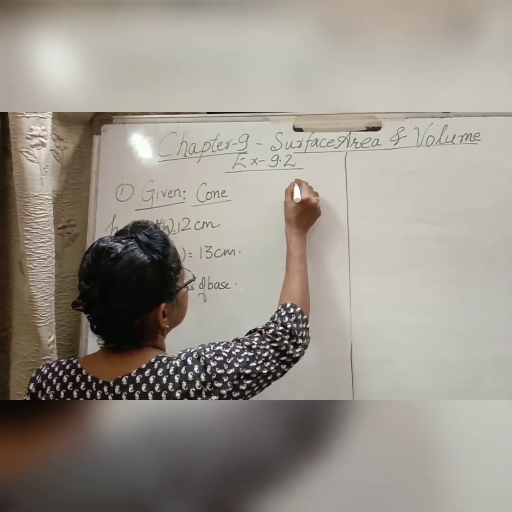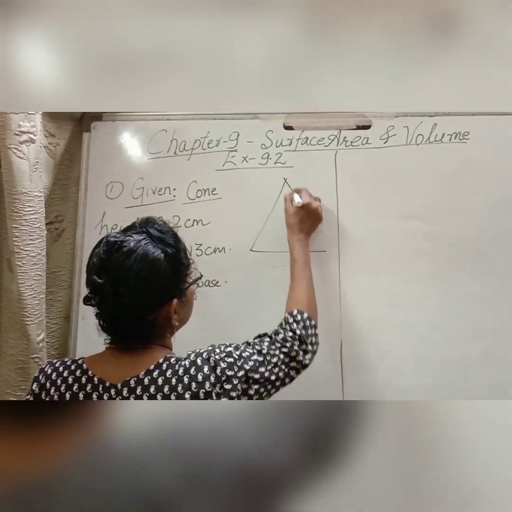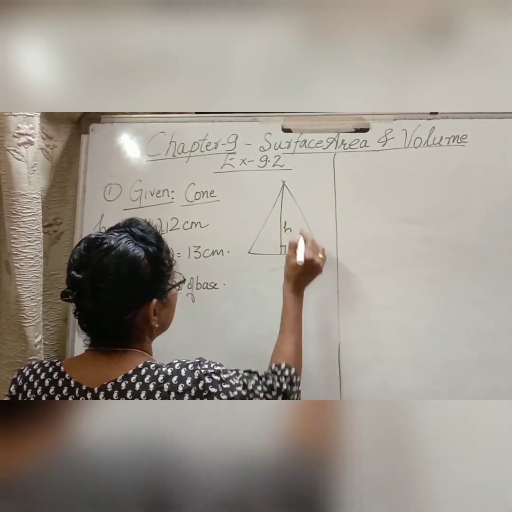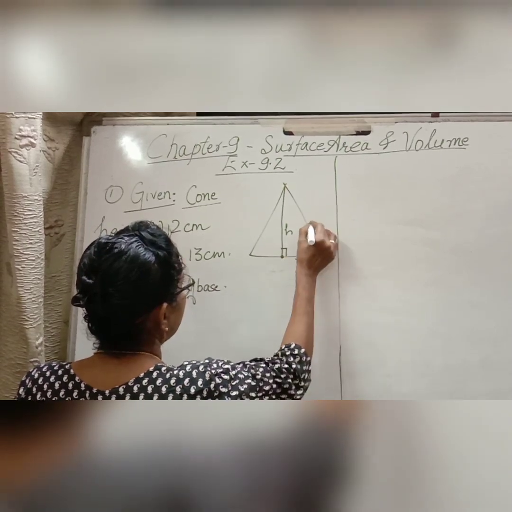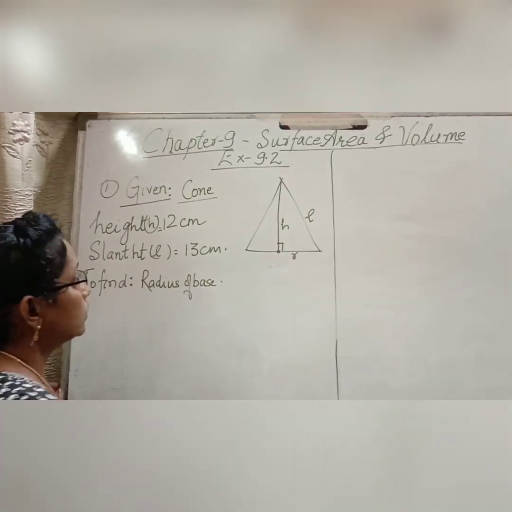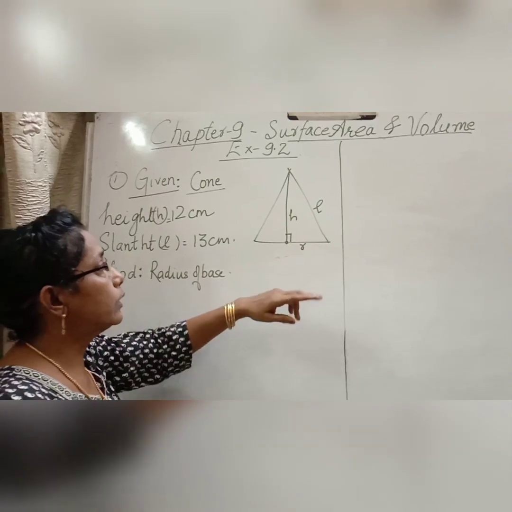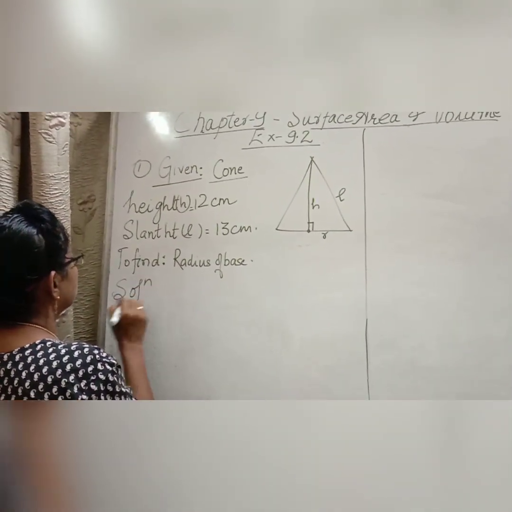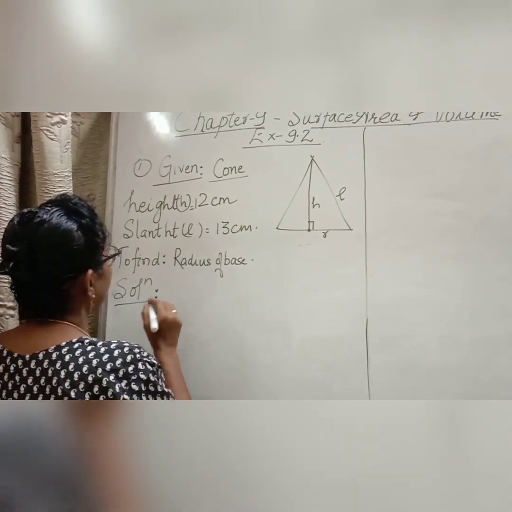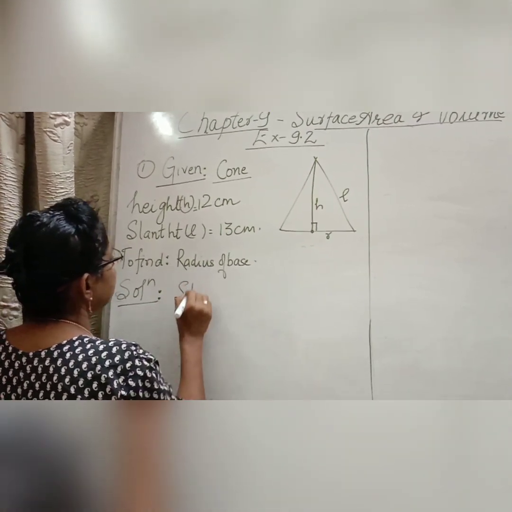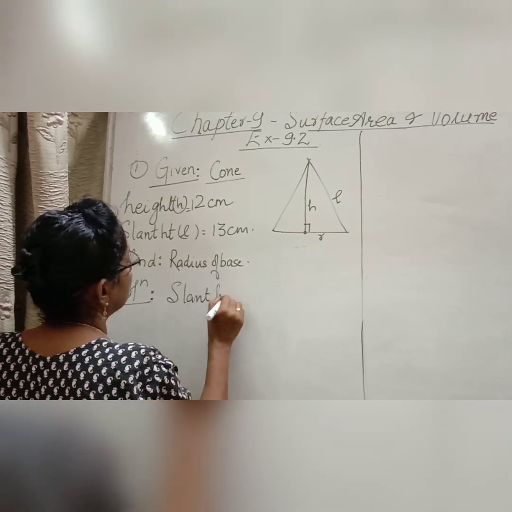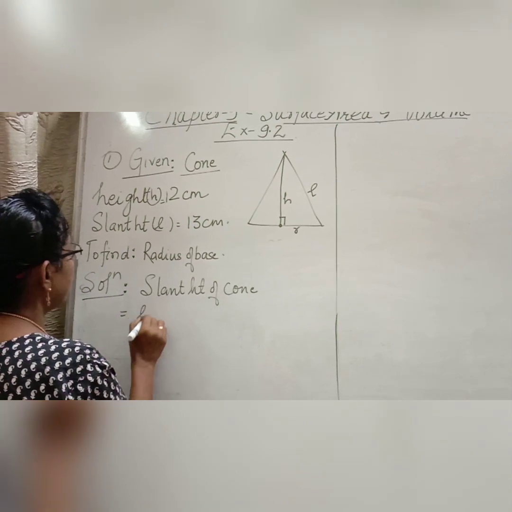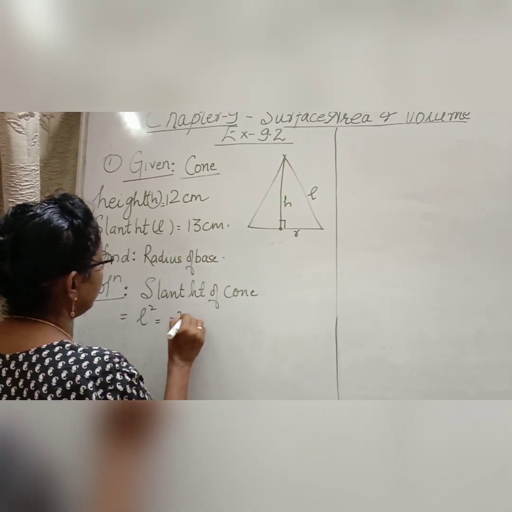Now students, this is the cone, this is the perpendicular height, this is the radius, and this is the slant height. So slant height we have found out using the Pythagoras theorem. So you have to write the formula, students. Slant height of cone: L square is equal to R square plus H square.